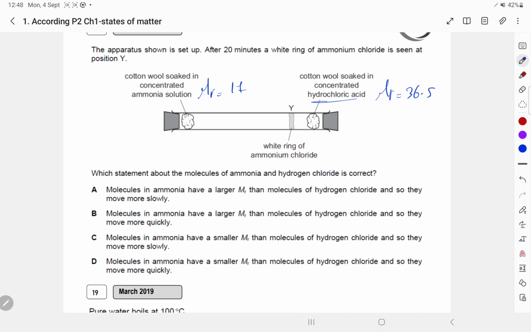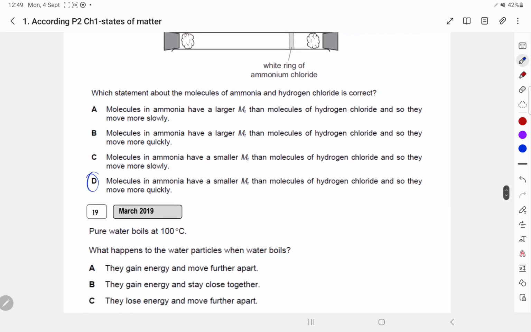So this means that the ammonia is faster because it has smaller MR. So we will choose D. Molecules of ammonia have smaller MR, so they will move more quickly.